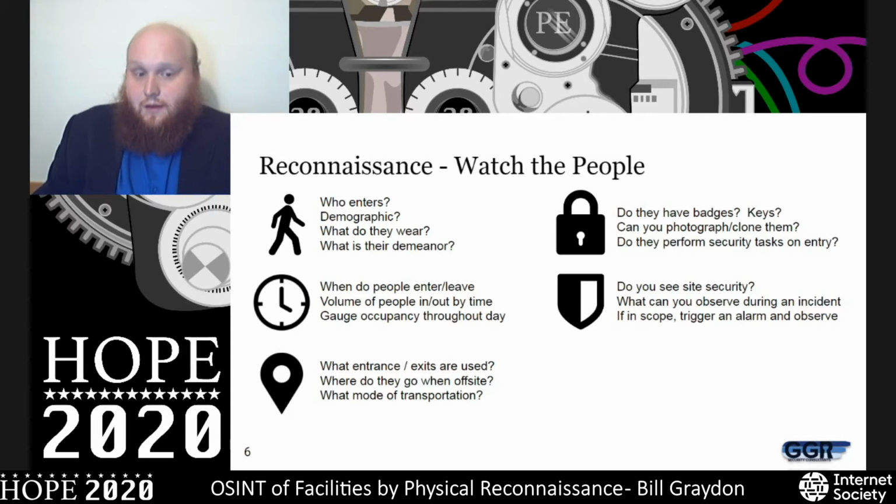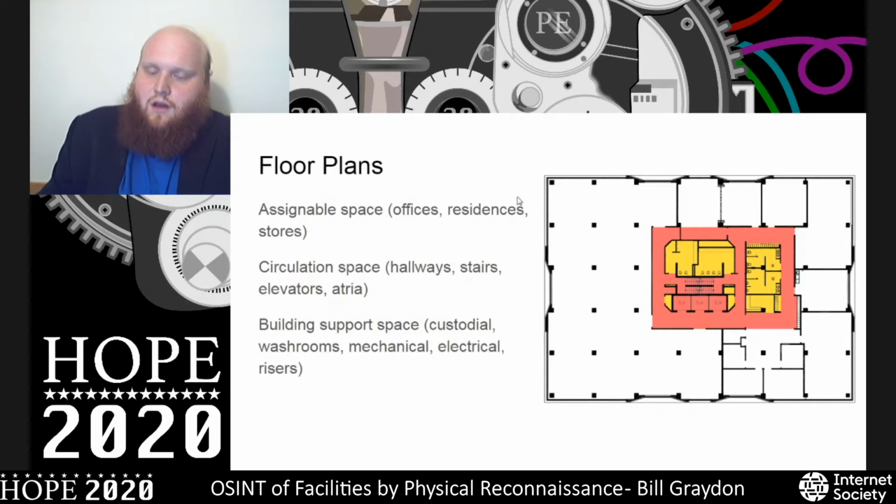And then on the security side, we can look at the individuals for if they have keys or badges. We might be able to photograph or clone those. If they do some sort of security task entering, like putting in a code or signing in. And if we see site security, we can see what they do during an incident, and if it's in scope, potentially trigger an alarm ourselves. So in scope here, meaning that the client has actually authorized us to do that on a penetration test.